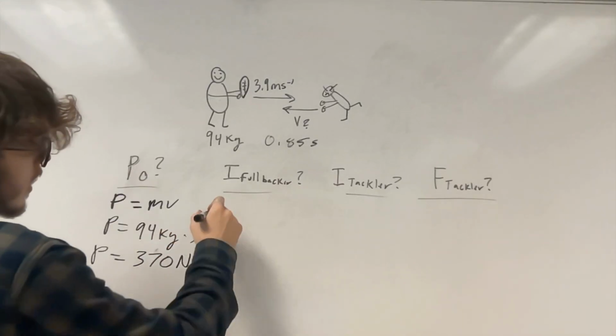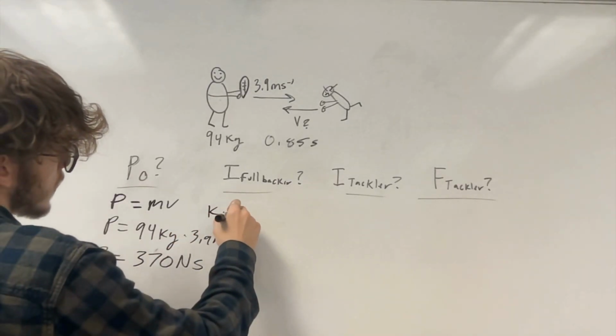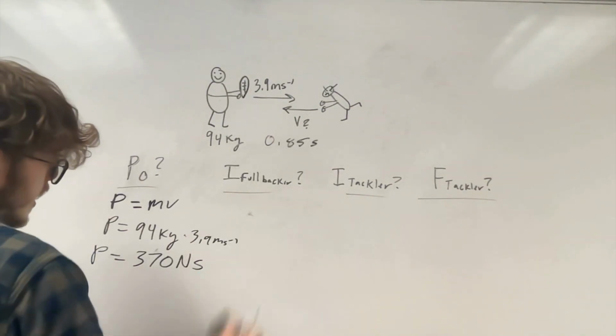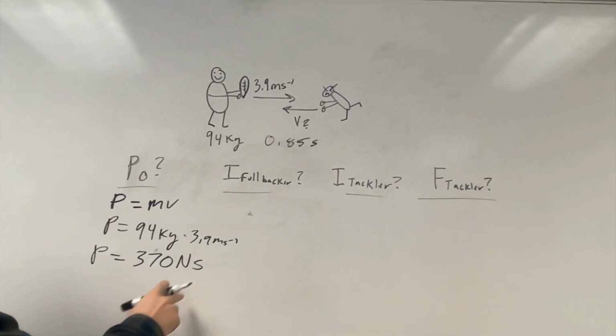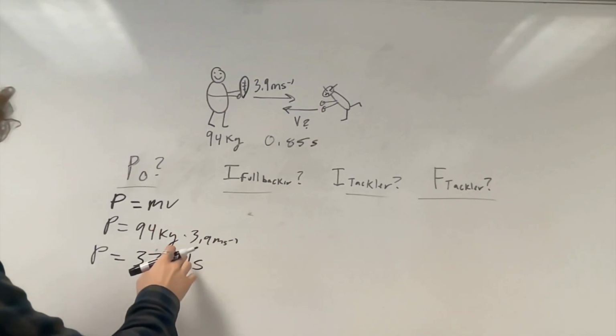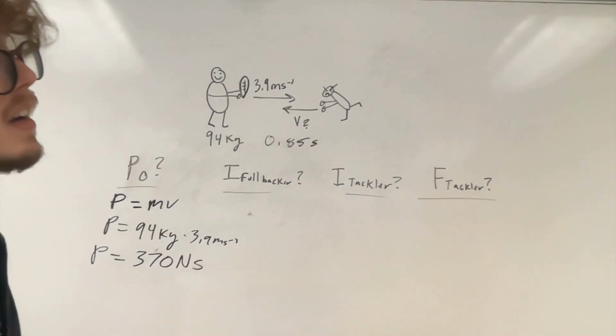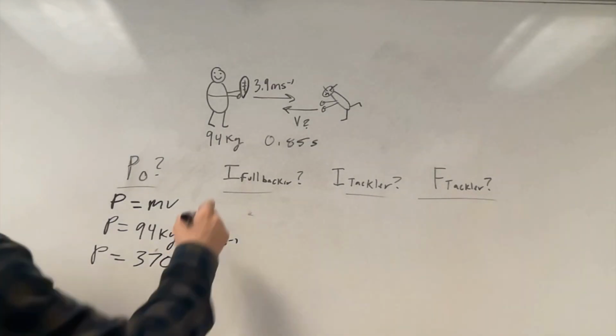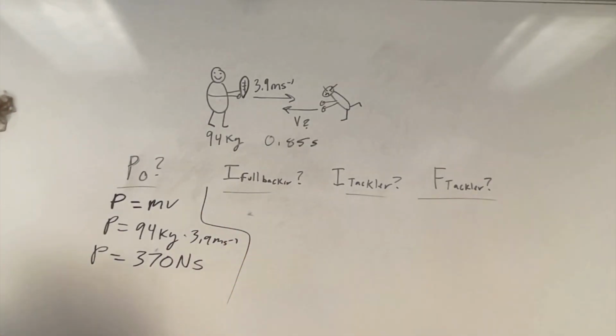The reason we say Newton seconds is, notice the units. A Newton is a kilogram meter per second squared. But in this case, since we only have kilograms times meter per second, we just leave it as Newtons times a second. Okay, so the fullbacker here, what is the impulse exerted on the fullbacker? And what is the impulse on the tackler?